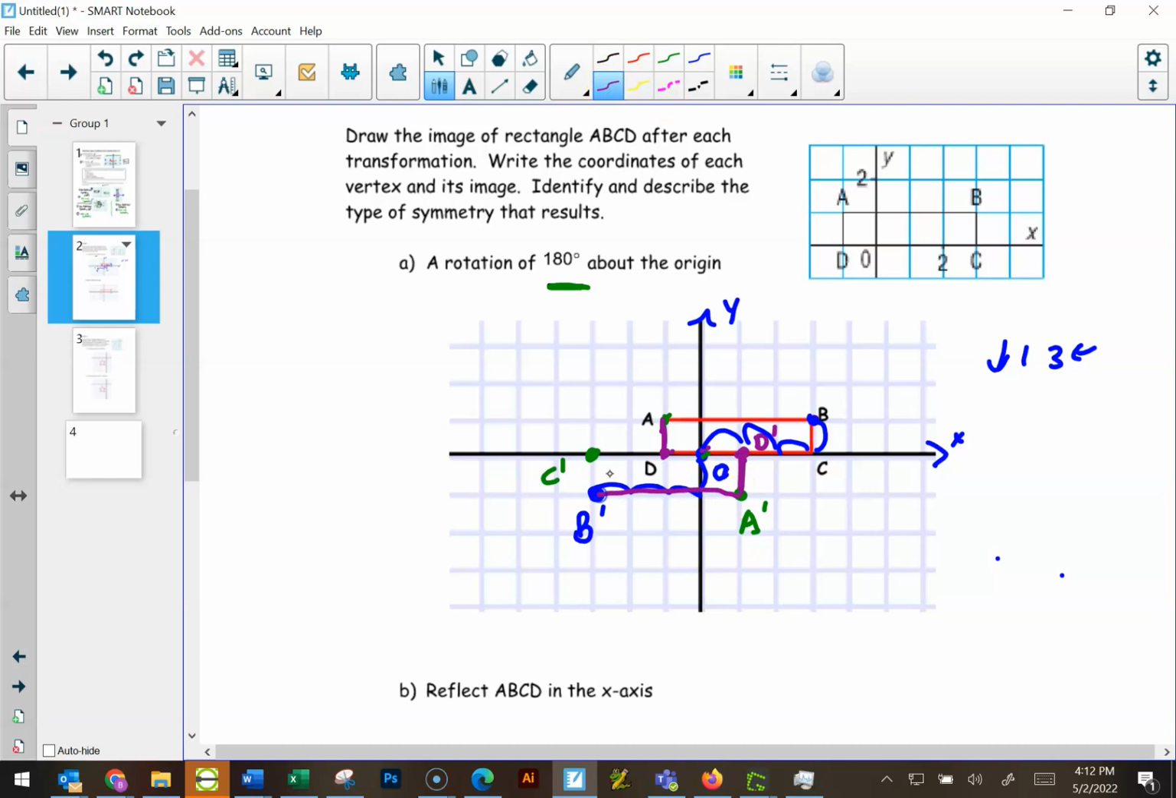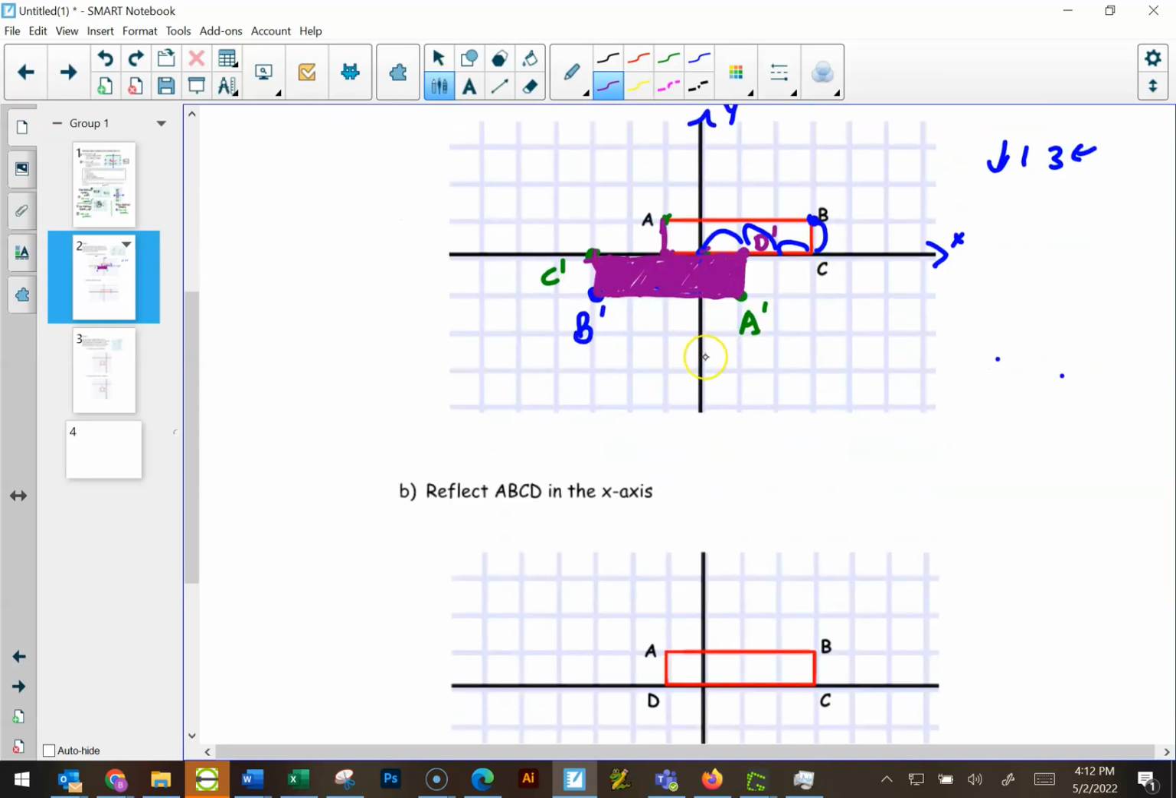Okay, so now to put it all together, what does the new object look like? Connect my A prime to my B prime, to my C prime, to my D prime, and my new object looks like that. And it didn't take very long to track each of those points. You probably didn't need to track more than 2 points to figure out where every other point was going to lie. So that is how you would rotate that object.